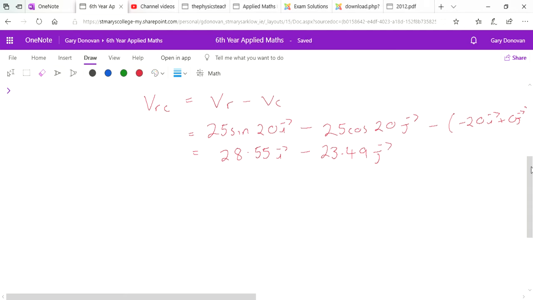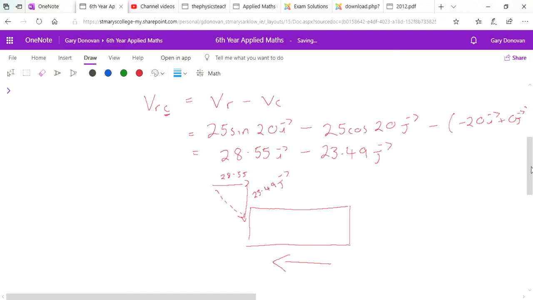As I said, there are different approaches you could take, but let's just assume that the car doesn't have that windshield at an angle. The car is just a block. Well, the rain is hitting it, from the car's point of view, with a velocity of 28.55 in the i direction, minus 23.49 in the j direction. So the rain is hitting the car at that angle.